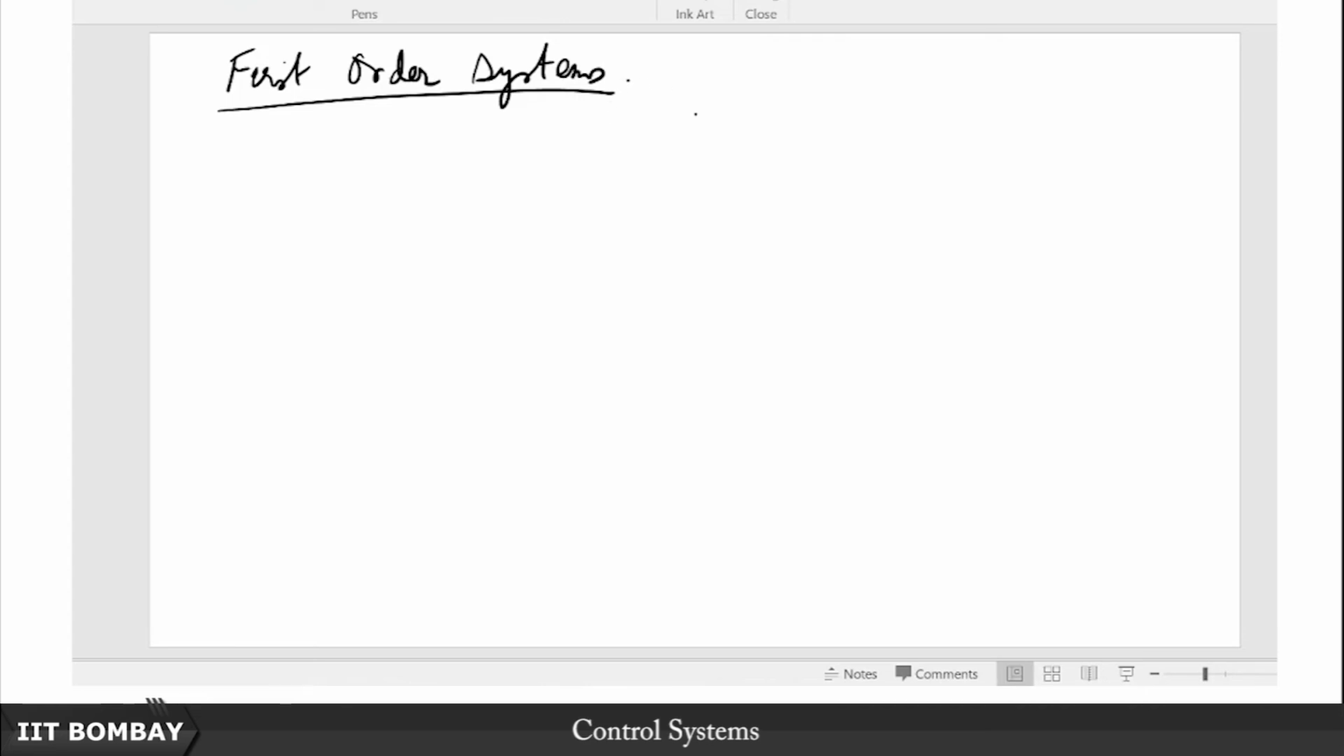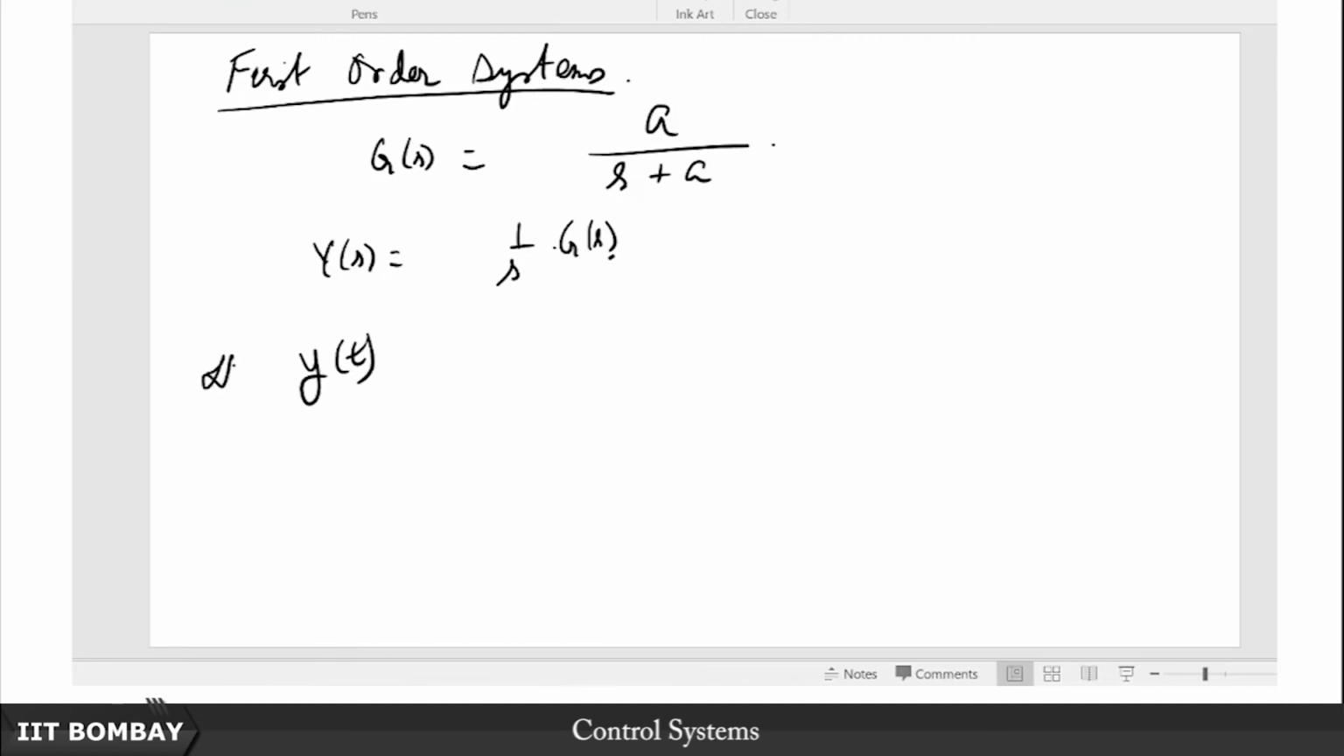All right. So what does a typical first order system look like? Let's say we have G(s) given by a upon s plus a. So you might wonder why I am putting this a in s plus a. It will be clear if you think that, let's say, the step response of this, so Y(s) is, for example, 1 by s times G(s). That is the step response of this transfer function. Now if you want to find out what is the steady value y(t) as t tends to infinity, what is that?